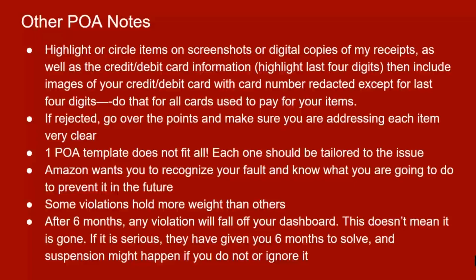After 6 months, violations will fall off your dashboard. That doesn't mean it's gone. Your dashboard just holds the last 180 days of violations that you have had. That's all you get to see, is the last 180 days. Amazon gets to see it forever. So remember, if it is a very serious violation, you don't want to ignore it, because at the end of 6 months, they may look at your account and see, oh my gosh, you've had 6 months to do something about this, and you haven't done anything.